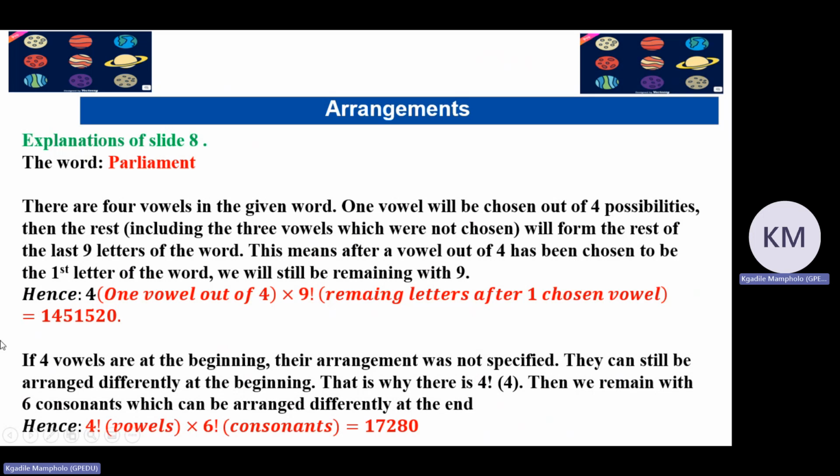So the other one: if 4 vowels are at the beginning, the arrangement was not specified. They can still be arranged differently at the beginning. Hence, we have 4 factorial. Then we remain with 6 consonants, which can be arranged differently at the end, from position 5 to 10. So there are 6, then we say 6 factorial.